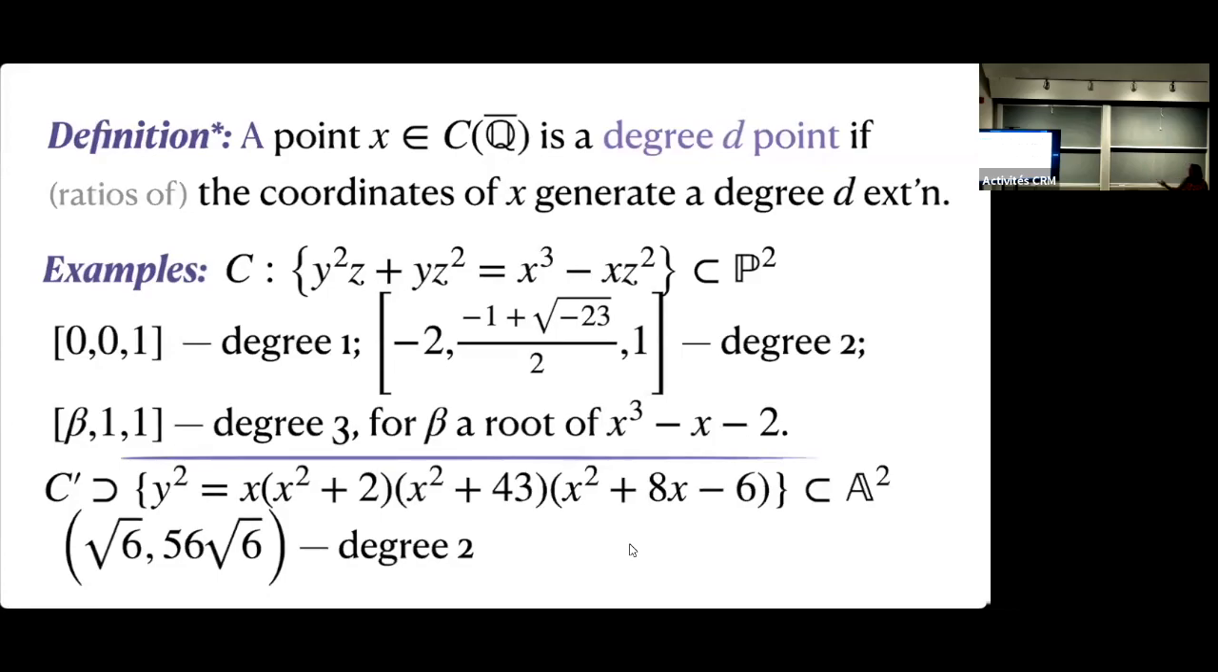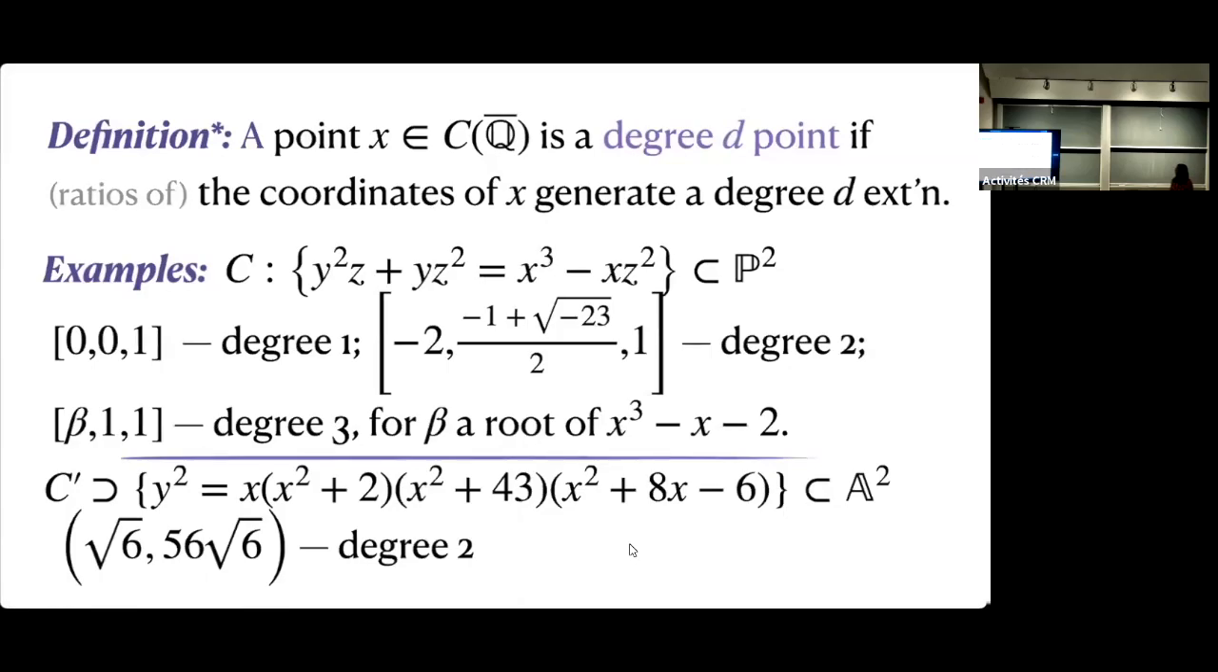So if you take this polynomial and you plug in square root of 6 for x, again, probably you're going to have to take my word for it, it works out that the right-hand side is 56 squared times 6. So again, you're taking a square root, but you're not taking a different square root. You still take just the square root of 6. It's already defined over that field. Okay, so this is degree d points.